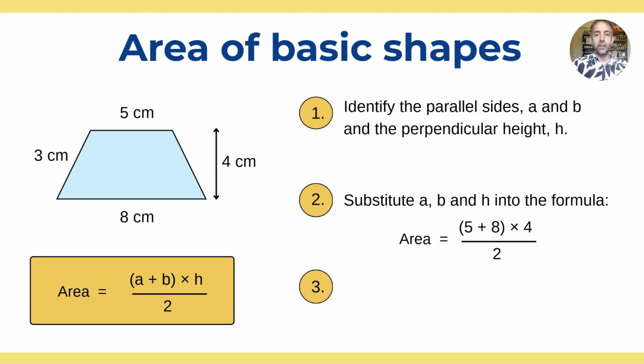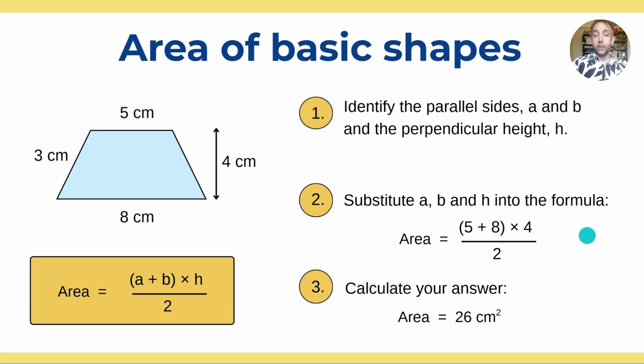This one's a little bit trickier because you've got a decimal in it, but 5 plus 8 is 13. 13 times 4 is 52, and then 52 divided by 2 is 26. I said it's trickier because it's got a decimal in it, but I was actually thinking of it this way. 5 plus 8 is 13, and then 13 divided by 2 is 6.5, and 6.5 times 4 will give you 26.